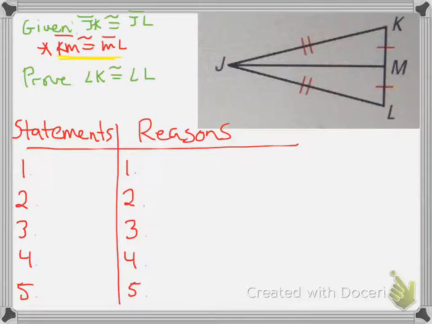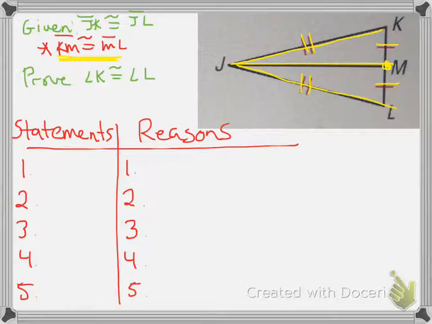Let's prove it. Alright, so we're given that JK here is congruent to JL right here. And then I have this written in red here that KM is congruent to ML. And we technically drew in this line right here, and we can draw that in so that it bisects angle KJL. And that would create a midpoint. So we're just going to go ahead and include that in our givens. Technically that is by construction, but again we're going to go ahead and include it.